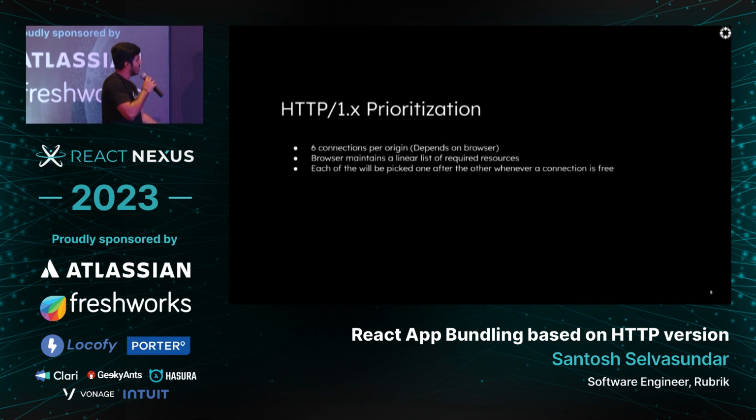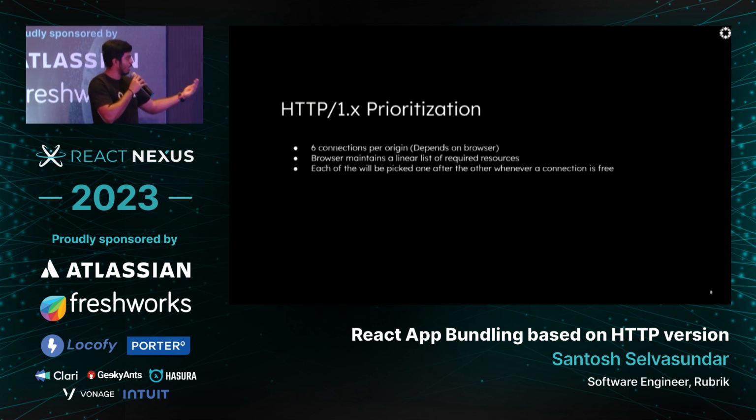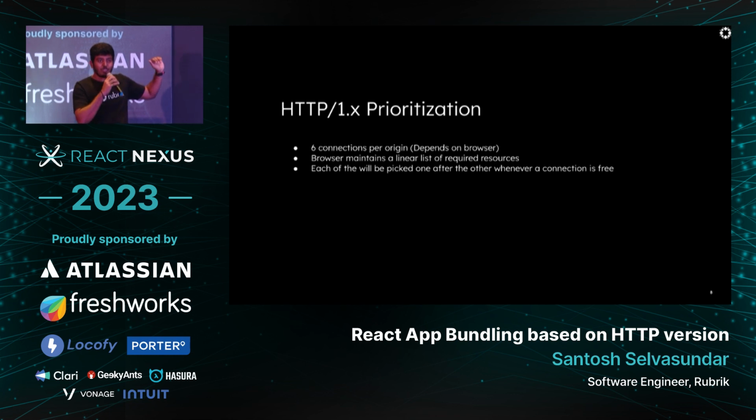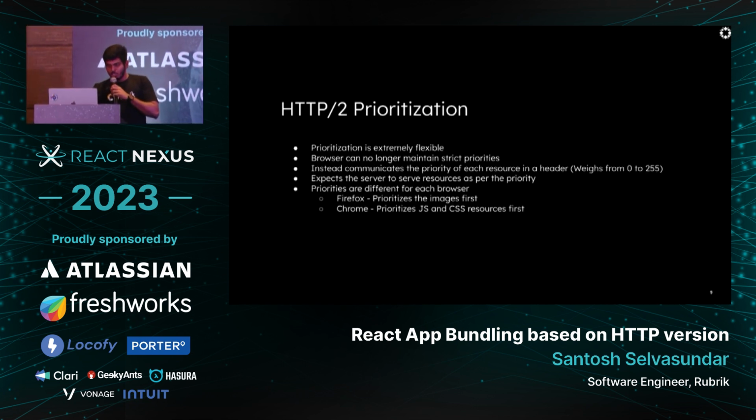In HTTP 1, you have 6 connections per origin. The browser maintains a linear list of resources which need to be downloaded, and we pick each one of them and download it. This limit of 6 connections is very specific to Chrome, and it depends on the type of browser. Let me just quickly run through.